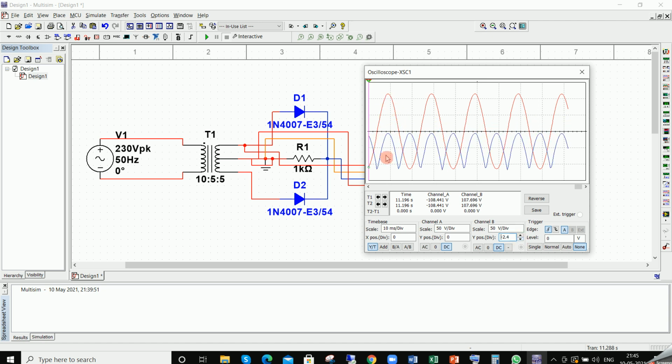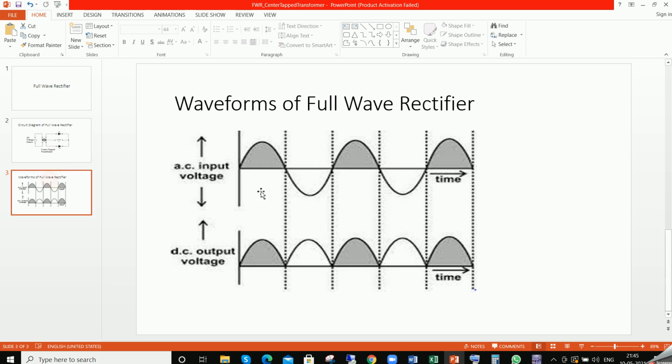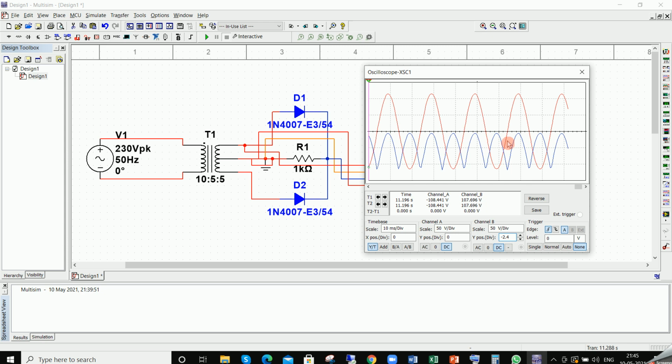Means during the positive half cycle diode D1 is on, during the negative half cycle D2 is on. We get waveform as per this waveform diagram. See.